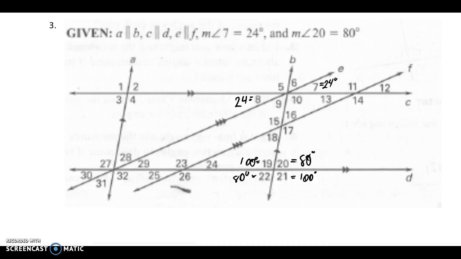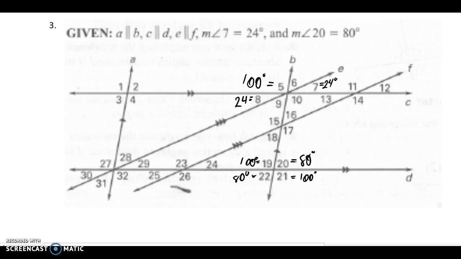Now I can start to use some of the information that we've been doing with parallel lines to see what I can do about, say, angle 5 and those angles up there. So I know that 5 and 19 are going to be corresponding angles when we're talking about lines C and D being parallel and being cut by the transversal line B. If those are corresponding angles, I know that they're congruent to each other. So I can say that angle 5's measure is going to be 100 degrees.